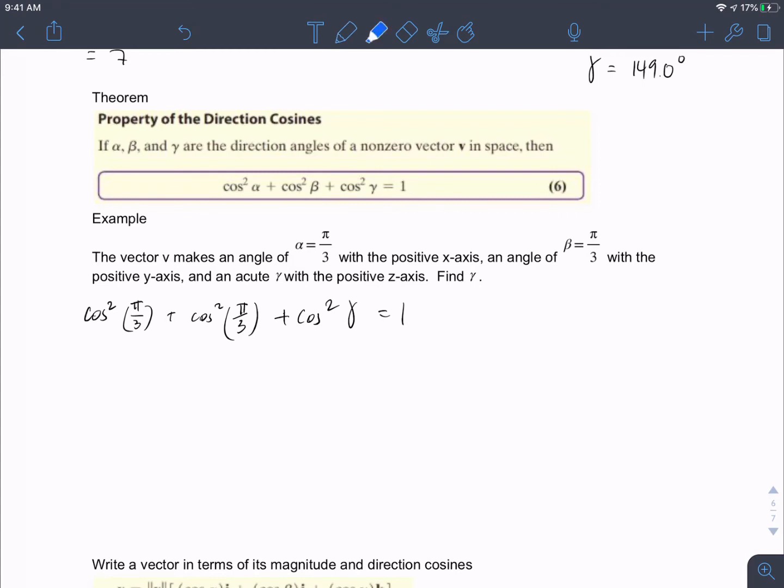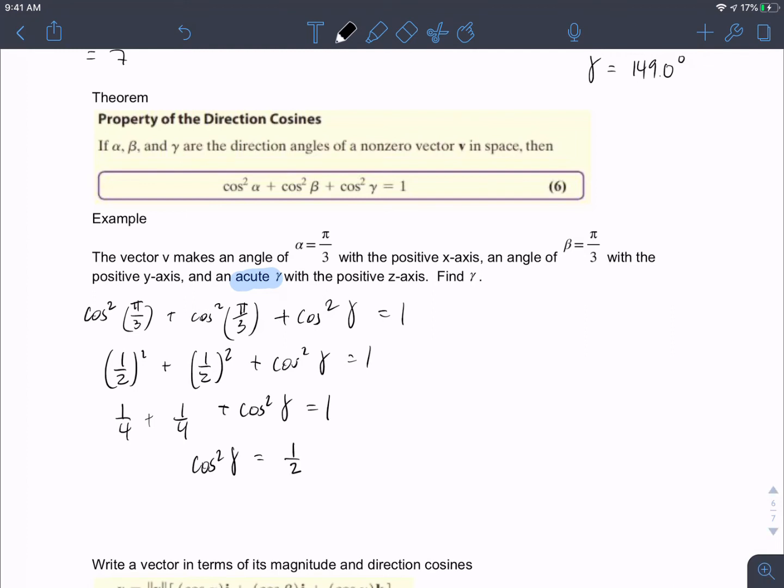Now, there's some important information in this problem. They're telling us that our gamma is acute, and so it's acute, that means it's less than 90. So we're going to use that information in just a bit. So I know that cosine of pi over 3 is 1/2. So I'm going to go 1/2 squared plus, again, it's going to be 1/2 squared plus cosine squared gamma is equal to 1. So I'm going to get 1/4 plus 1/4 plus cosine squared of gamma is equal to 1. So then cosine squared of gamma is going to be equal to 1/2.